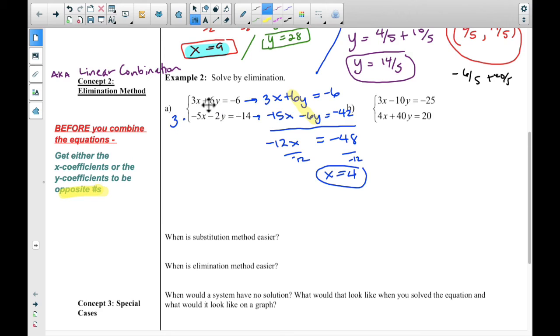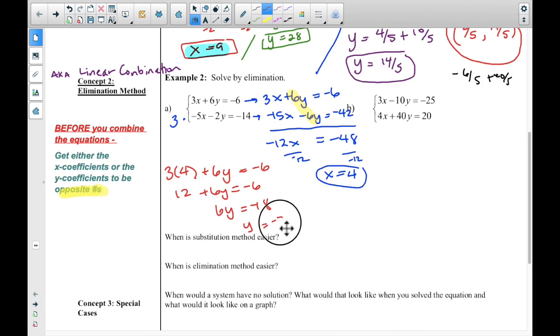Actually, you know what? A lot of people would probably pick the top one because there are no negatives. Let's stick with that. So I'm going to take that 4 and plug it in for the x. So 3 times 4 plus 6y is equal to negative 6. That gives me 12 plus 6y. I'm going to subtract that 12 from both sides, divide by 6, and I get negative 3. And so my solution, once again, has to be written as a coordinate. So my final answer is (4, -3).